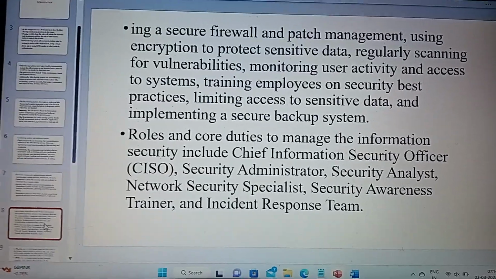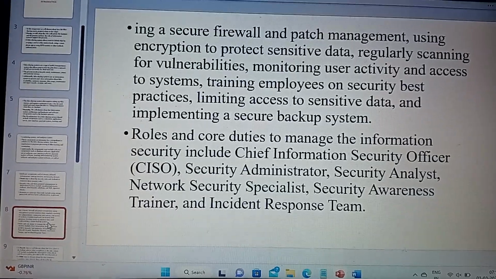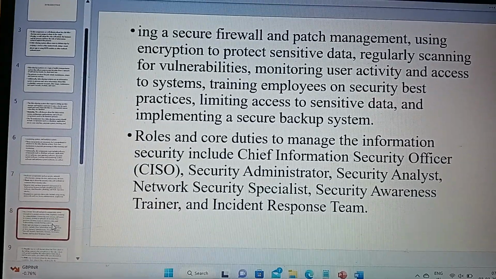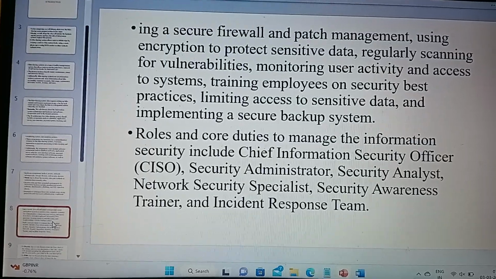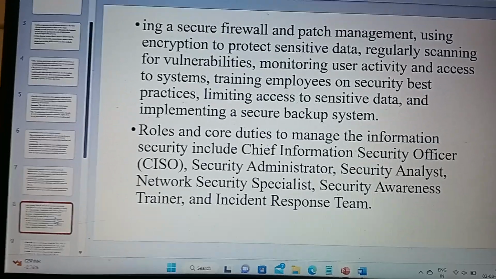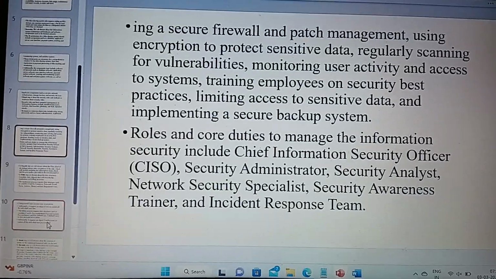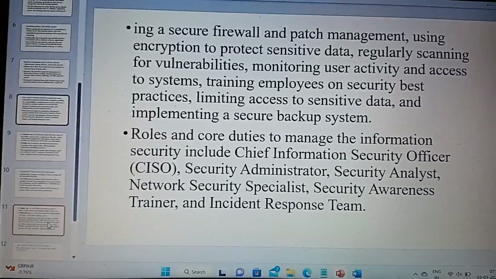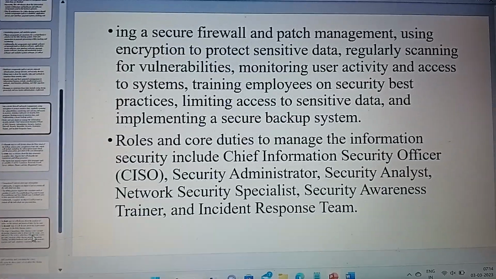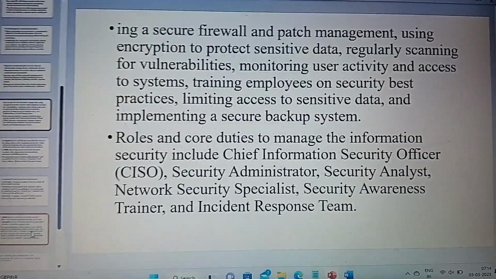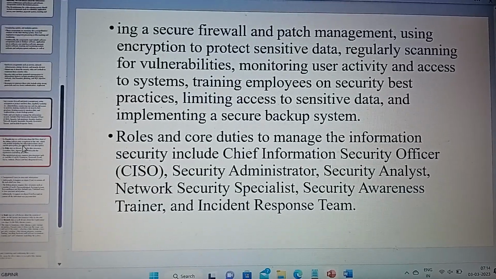There are roles and positions used to manage information security, like chief information security officer (CISO), security administrator, security analyst, network security specialist, security awareness trainer, and incident response team. With the help of these, we can reduce or minimize the security risks that happen in the bike sharing system process or any software project.